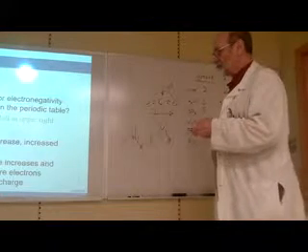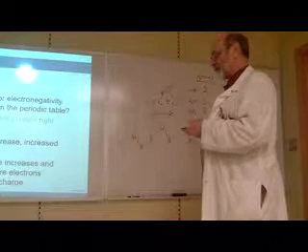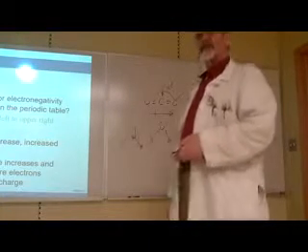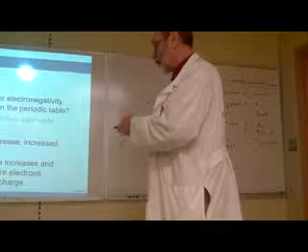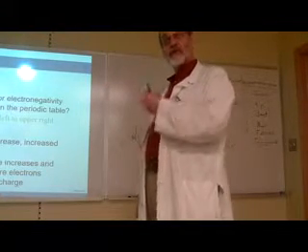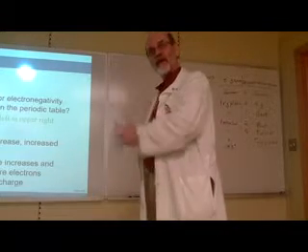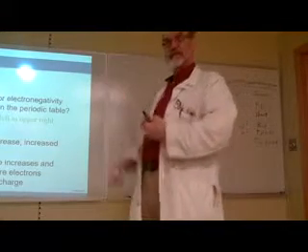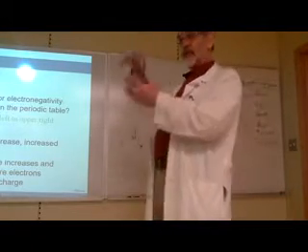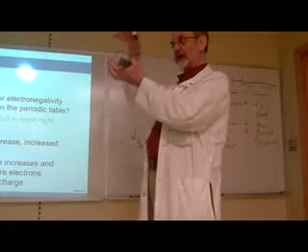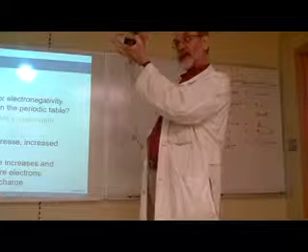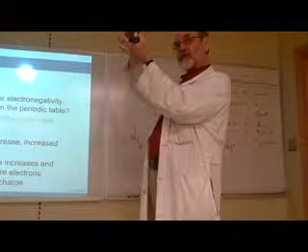From left to right, what are you doing? You're adding a proton. The number of protons is increasing. You're increasing the effective nuclear charge as you go from left to right. So as you increase the number of protons, you increase the pull on electrons, and you're not adding any new energy levels. So as you add protons and electrons, the electron cloud tends to shrink as you go from left to right.